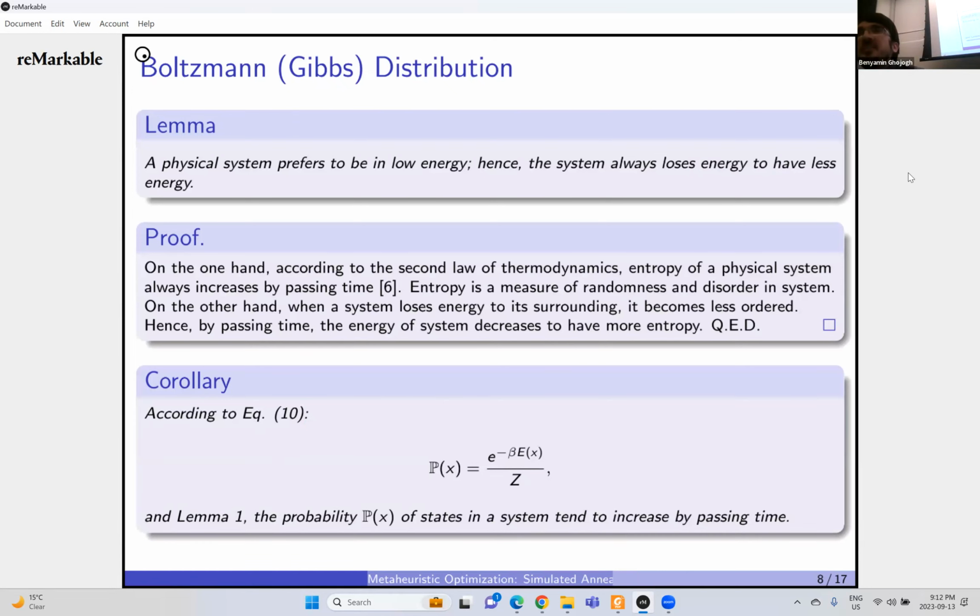Don't worry, it's nothing complicated. By the way, I never ask you for proofs. Okay? Never ask you for proof. I tell you the proofs for you to understand.